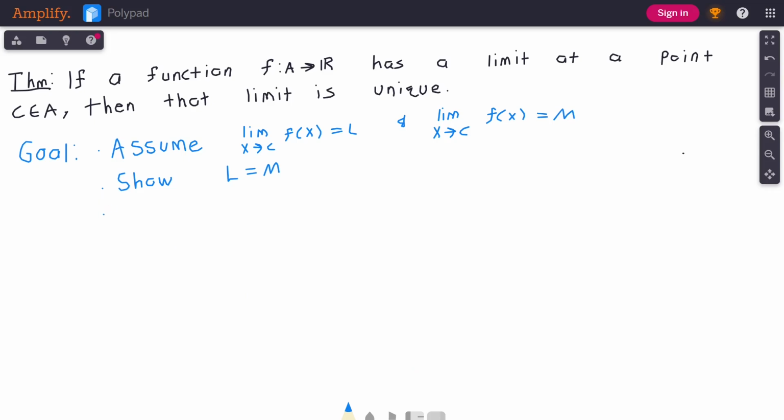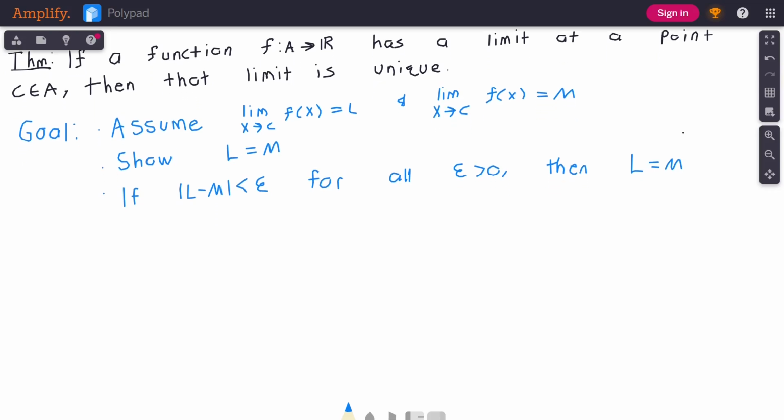And the way we're going to do that is we're going to use a handy little result from real numbers, that if we can make the distance between L and M arbitrarily small, then L must be equal to M. Okay? So we're going to assume that this function has two limits and show that those limits are equal to each other by showing that we can make the distance between those two limits arbitrarily small. So let's start off our proof.